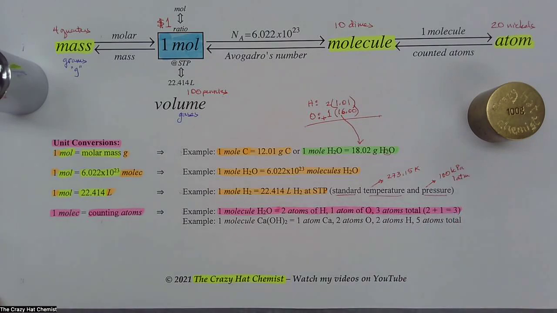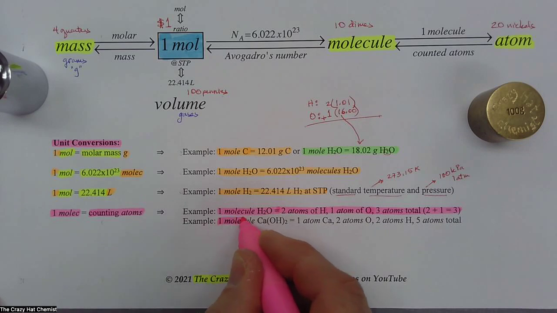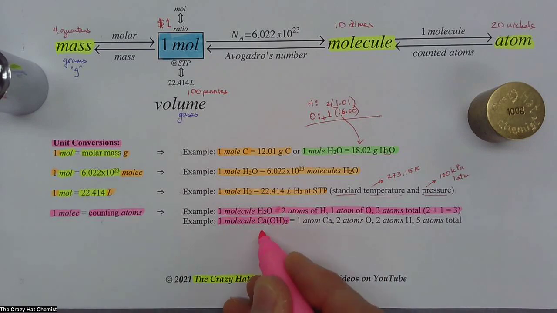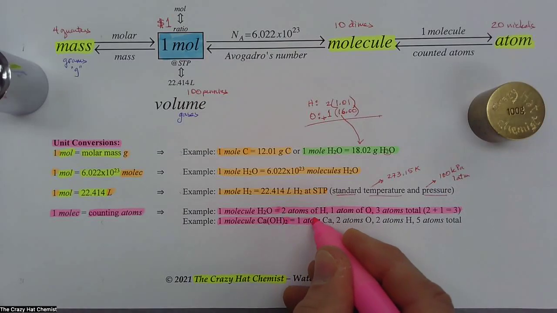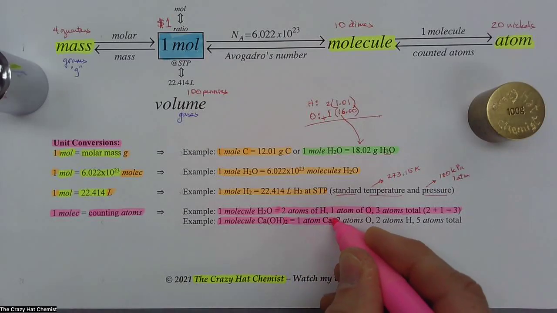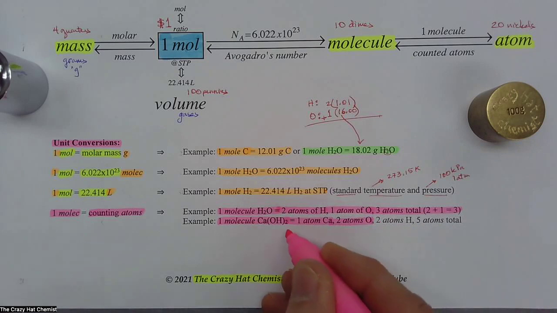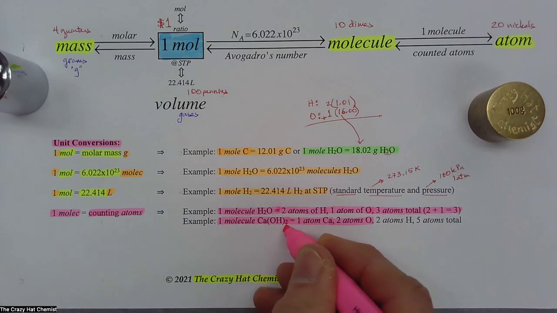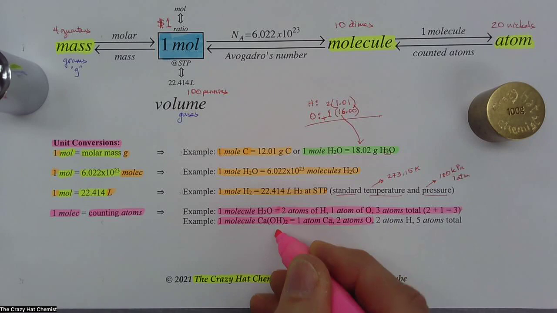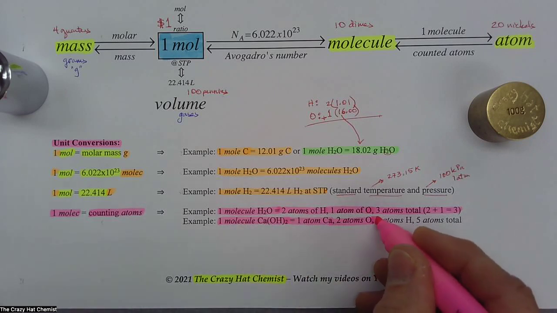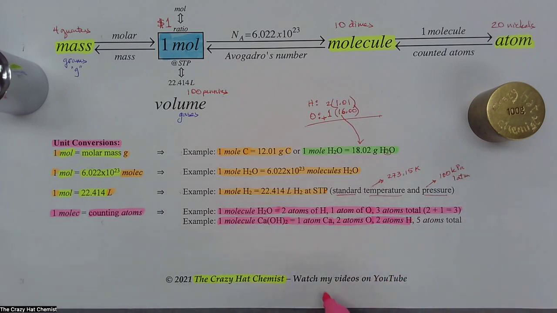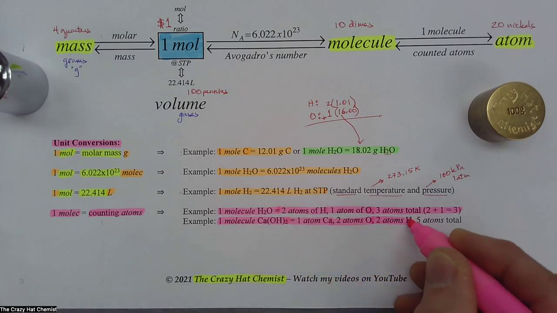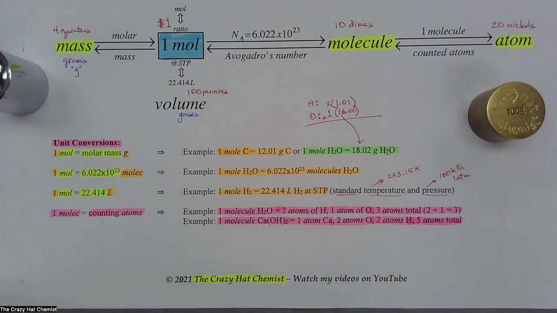Second example is calcium hydroxide. 1 molecule of calcium hydroxide has the formula Ca(OH)2. There is 1 atom of calcium. There are 2 atoms of oxygen because that 2 is like a mathematical problem: it's a number outside the parentheses and you distribute it over all the terms inside. And then you have 2 atoms of hydrogen. 1 plus 2 plus 2 is a total of 5 atoms.